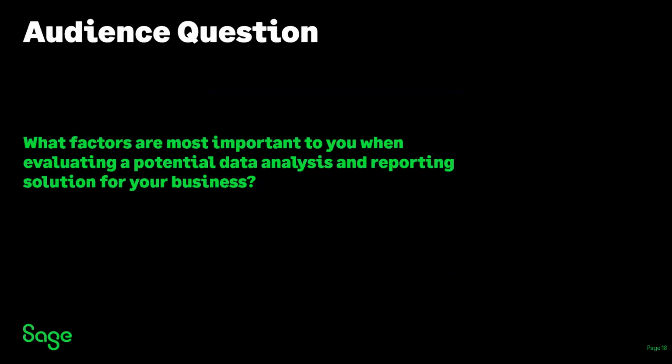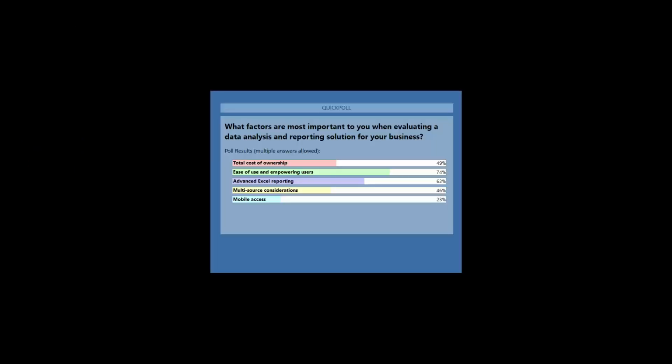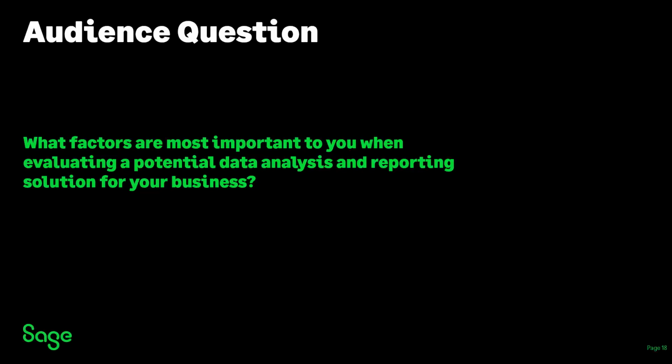All right, I'm going to close the poll here, and I'll share the results on the screen, which you also won't see, Olivia. But I can summarize for you. The leader is ease of use and empowering users at 74%. Advanced Excel reporting, still very important, 62%. Total cost of ownership, 49%. Multi-source considerations, 46%. And mobile access, a little less at 23%. Thanks, everyone, for your answers. We appreciate it. Awesome. So the top one was ease of use. Very interesting, but not surprising at the same time.